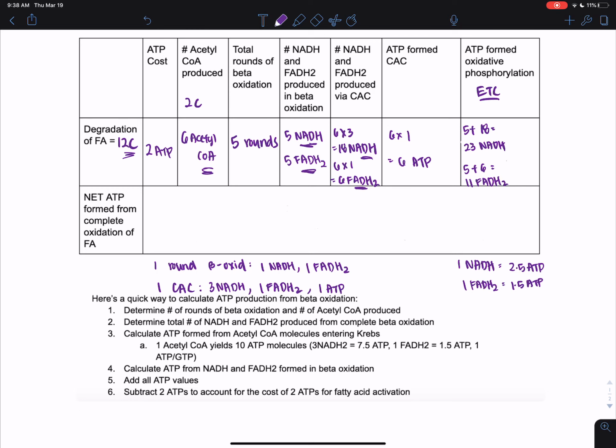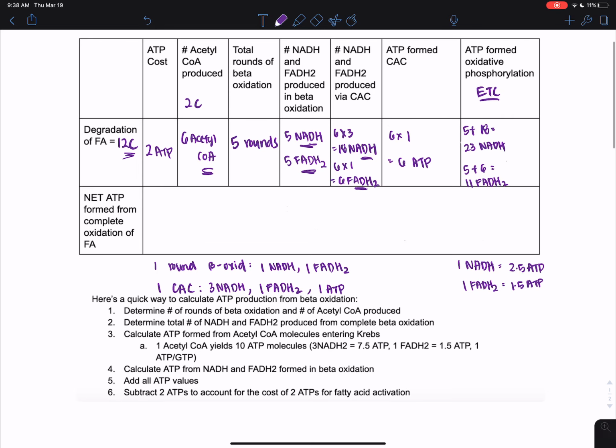Okay, so if you have 23 NADH, you can just multiply that by 2.5 ATP, and that will be 57.5 ATP. And then 11 FADH2 times 1.5 ATP will give you 16.5 ATP. So as you can see, that's where the majority of your ATP is coming from.